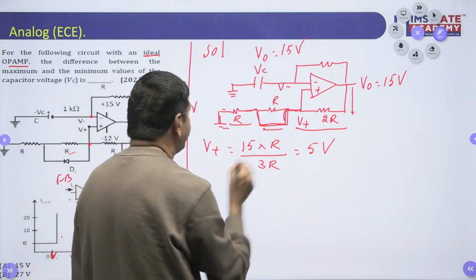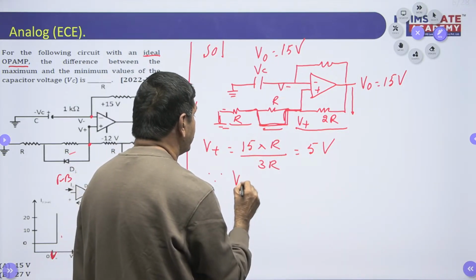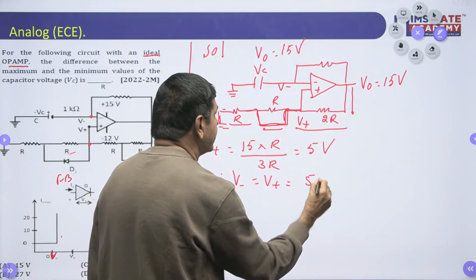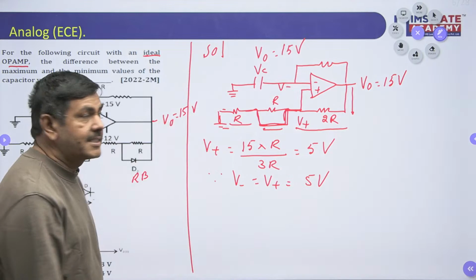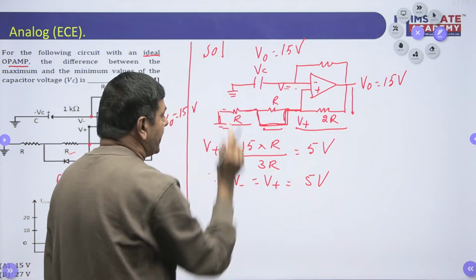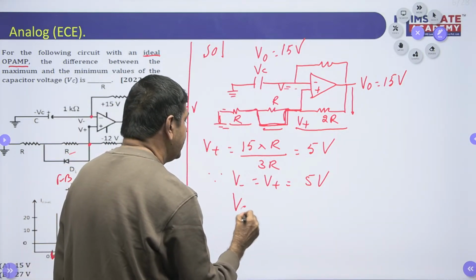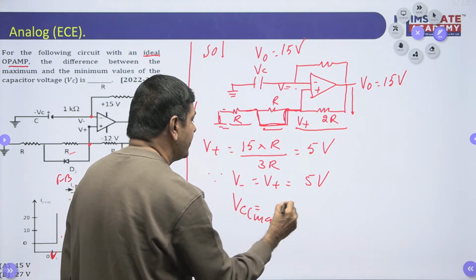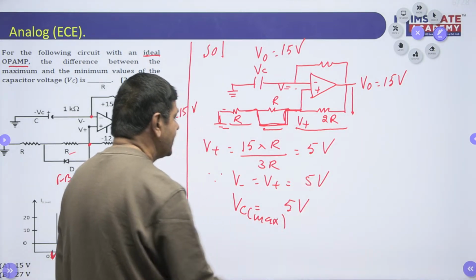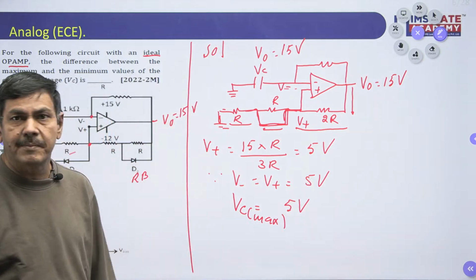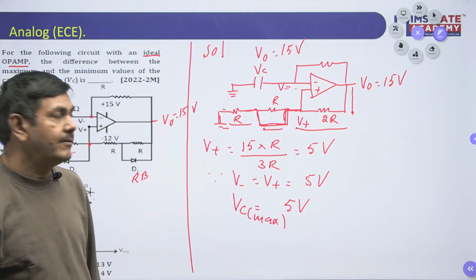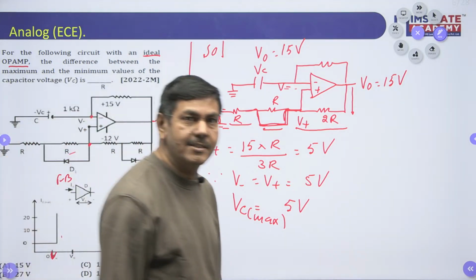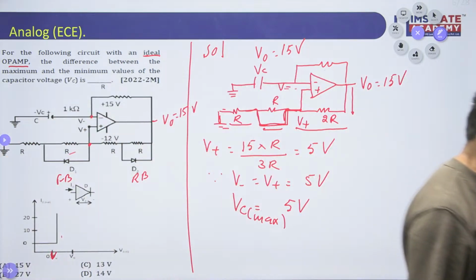What about V plus and V minus? They are equal here now. V minus equals what? V plus equals what? The same 5 voltage. The same V minus voltage is across the capacitor. So finally VC is nothing but VC maximum, VC maximum equal to 5 voltage. Yes, I've calculated VC maximum. But you please try to calculate what VC minimum is.